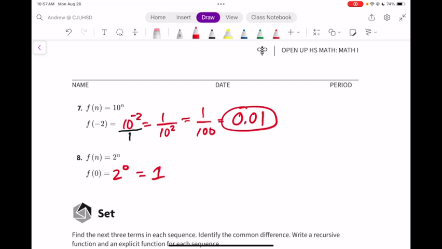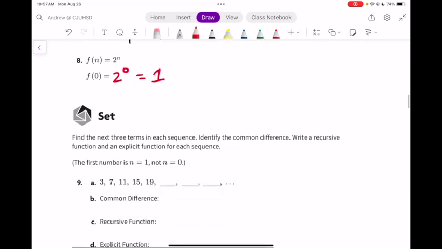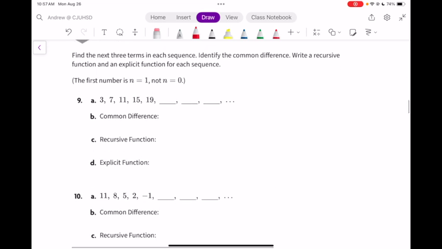Okay, in our set section, we're practicing writing the common difference, the recursive function, the explicit function. These are all arithmetic, by the way. And by the way, there's also a hint here that the first number is n equals 1, not 0.